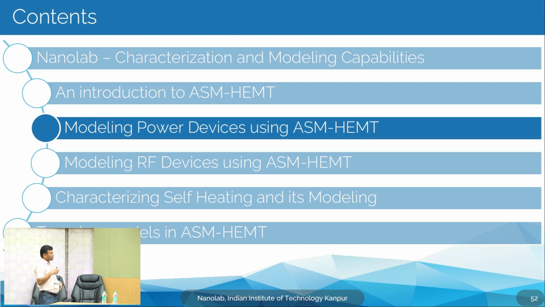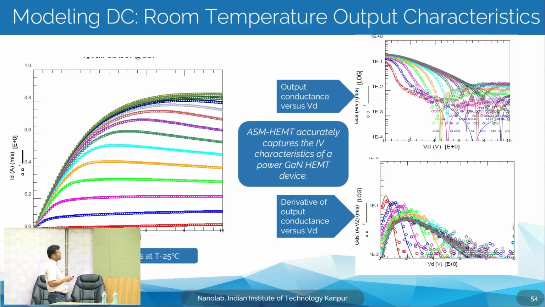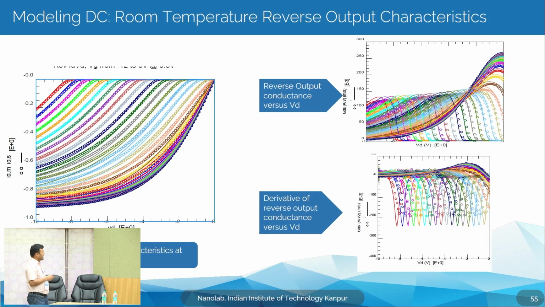Now, let me show you the validation on the power device. This is the power MOSFET or power GaN HEMT. This is the room temperature output characteristics: ID-VD, the GDS and the derivative of GDS. And this is the reverse side, with ID versus negative VD, the reverse output conductance GDS, and the derivative of GDS.